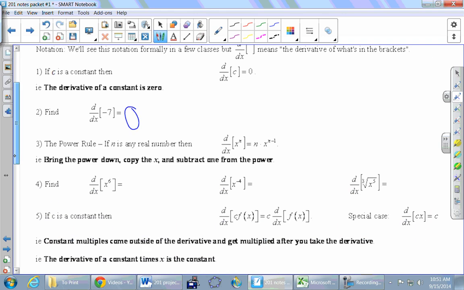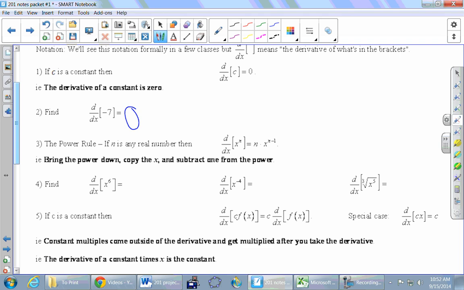Number 3 is something called the power rule, which we actually saw briefly last class. And here it is in symbols. It says the derivative of x to the n, where n is a number. The variable is downstairs, but the derivative of x to the n is n times x to the n minus 1. So in English, when you want to take the derivative of x to a power, you bring the power down, you copy the x, so the n comes down in the front, you copy the x, and you subtract 1 from the power. Bring the power down, copy the x, and subtract 1 from the power.